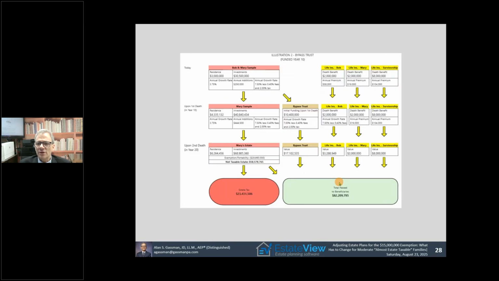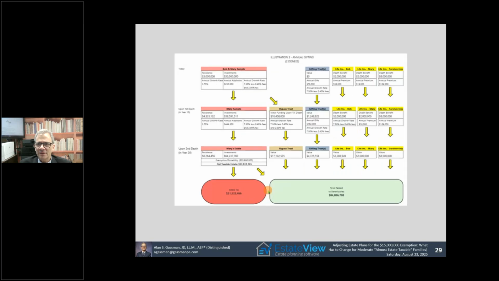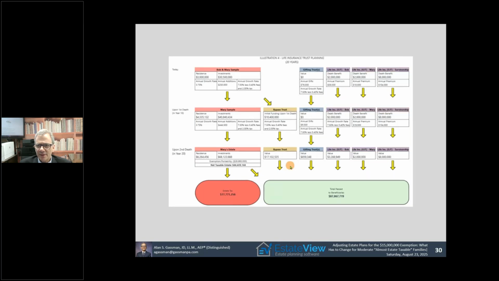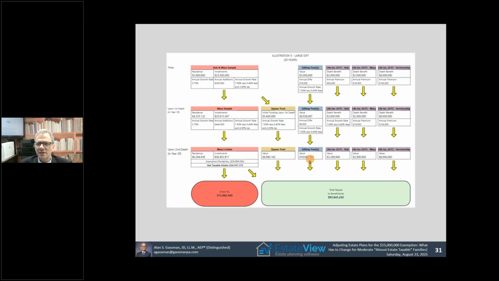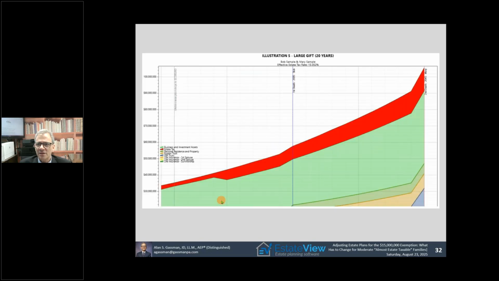And then I can show them the credit shelter trust brings that tax down to 23 million. Annual gifting for their children, if they continue to do it, brings it down to 21 million. A large gift to a gifting trust, turn their life insurance into life insurance trusts, 17 million. A large gift of a third of their assets with a discount brings it down to 13 million. That's still a big percentage of their estate.